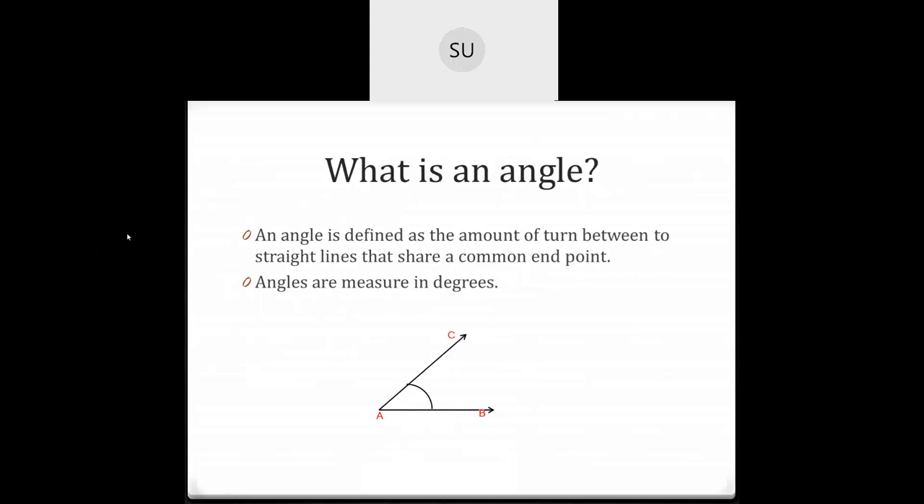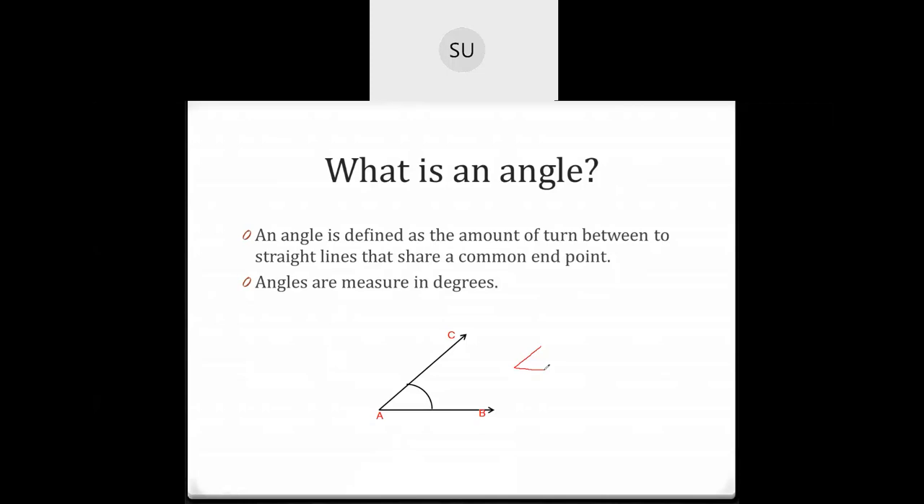So how will I write the angle? How will you label an angle? When you're labeling an angle, you write it like this. This is a symbol which shows angle. And then you'll write the 3 points which form the angle. Here we have the 3 points C, A and B.